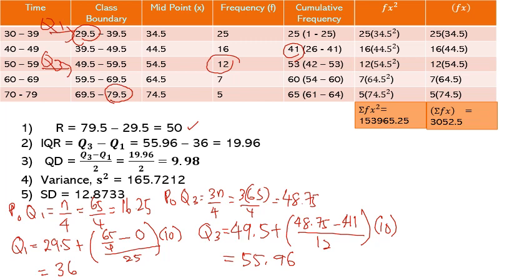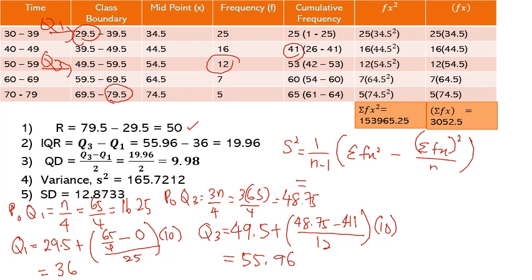Okay, next question, quartile deviation. IQR over 2, you must get 9.98. So for the variance, what is the formula? S squared equals 1 over n minus 1 times (summation fx squared minus (summation fx) squared over n). So this is the formula for variance.